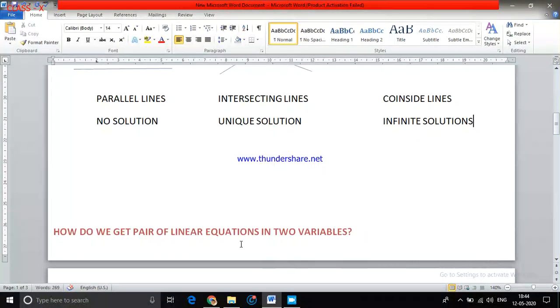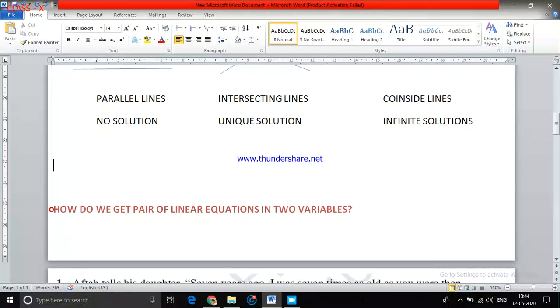Okay. Now the question arises: how do we get a pair of linear equations in two variables? What are the situations or problems where we get two equations in two variables? We already solved one equation word problem. How do we get one equation with one variable? Then in class 9th you studied how we get a linear equation in two variables. Now let's take a few examples.